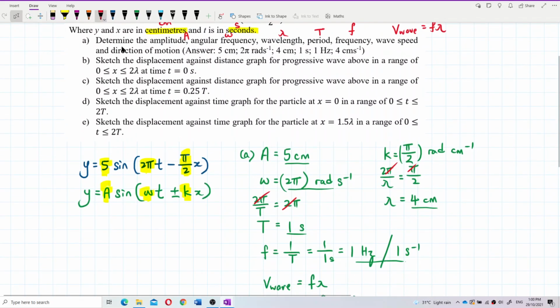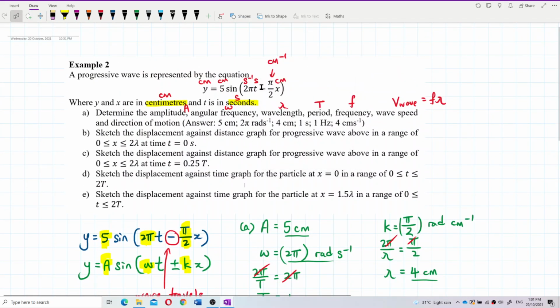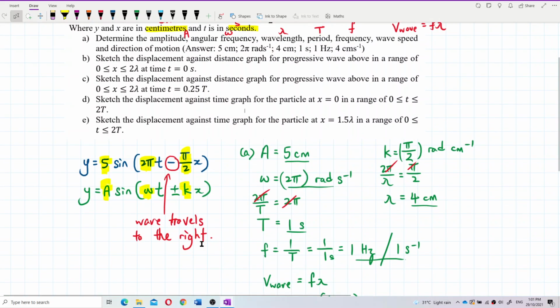Okay. So from here, this one negative here, it means the wave travels to the right. Okay, wave travels to the right. That's the answer. Minus something in the angle means the wave travels to the right.